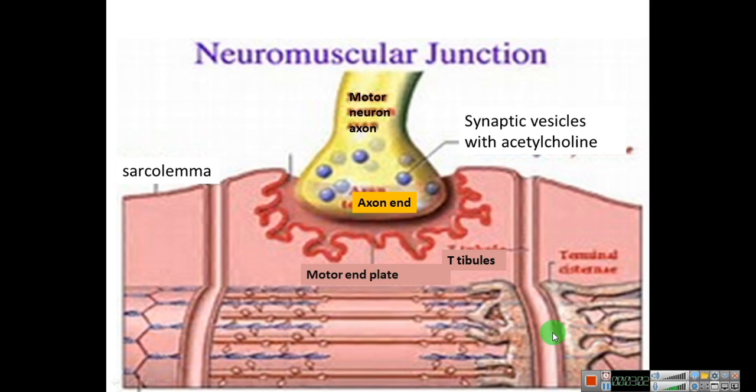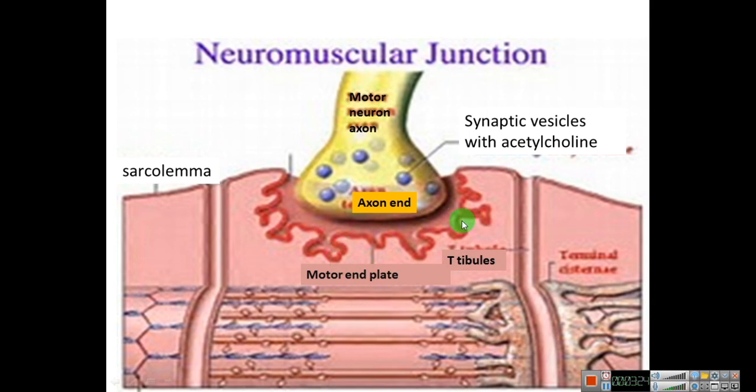The motor end plate and the sensitive area of the muscle fiber through which it is stimulated is analogous to the synapse between neurons and is known as the neuromuscular junction. Nerve and the muscle, this is the neuromuscular junction.